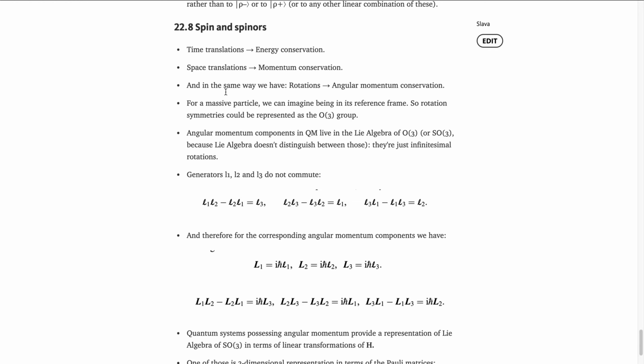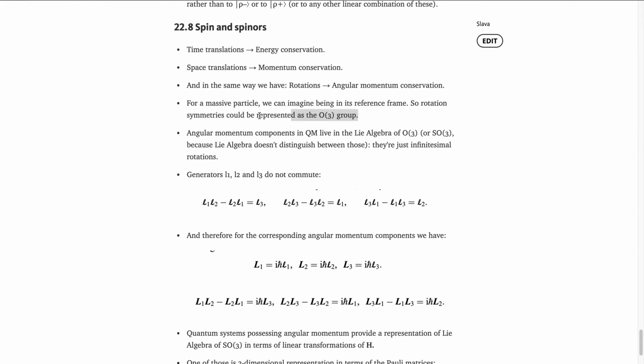Here Penrose explicitly says that for a massive particle we can imagine being in its reference frame, and so its rotation symmetries could be represented as the O3 group here. I was a bit surprised because I was thinking about the SO3 group. So I had a question here: why could he also use reflections, the other part of O3?